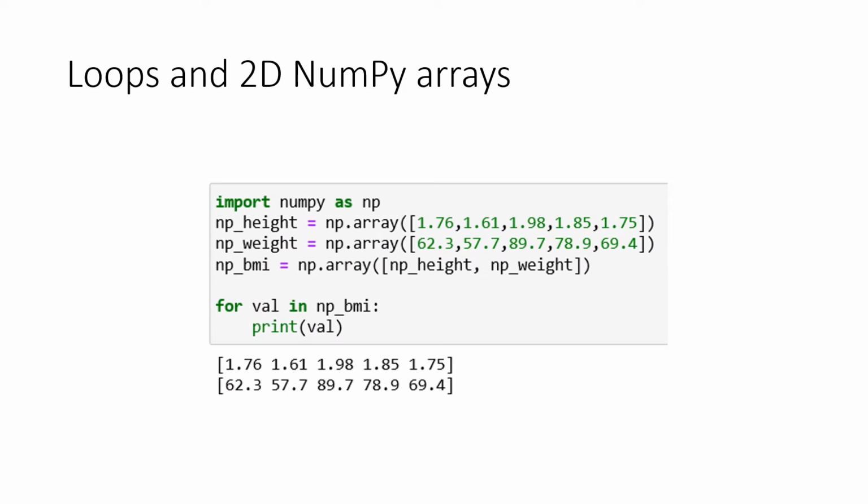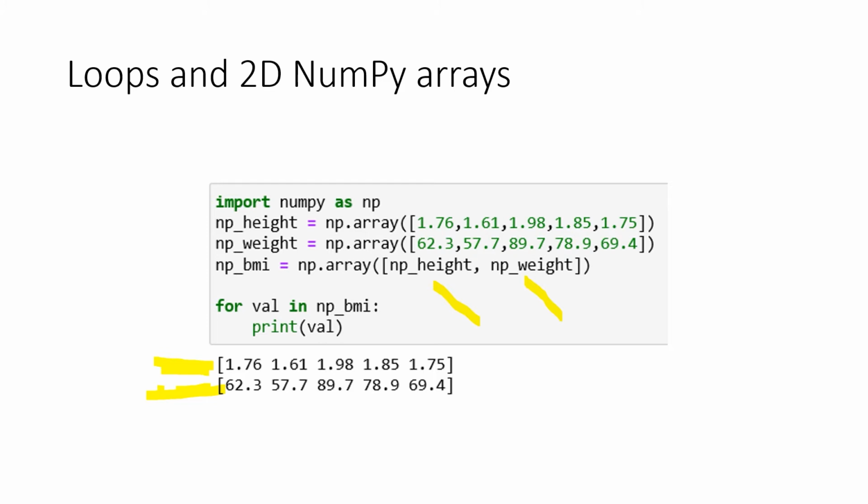We can also loop through a 2D NumPy array, so an array which stores more arrays. So in this case, we created np_bmi, which stores two different arrays, and these are np height and np weight. So the big problem with this normal for in loop is that the loop basically stops at every array. That is why you can see that the output is the first array and the second array. That can be quite useful if you want to see each array at once.